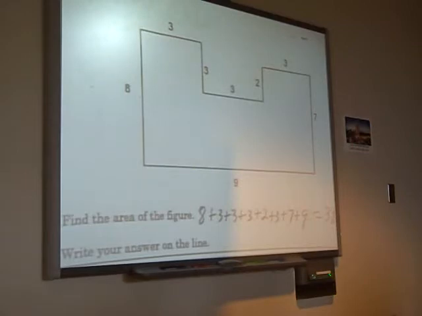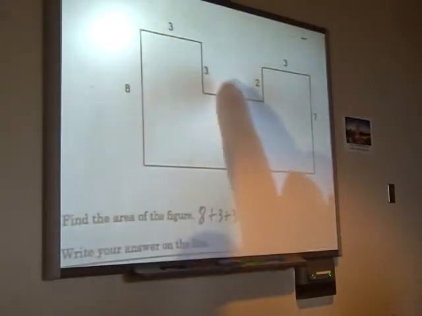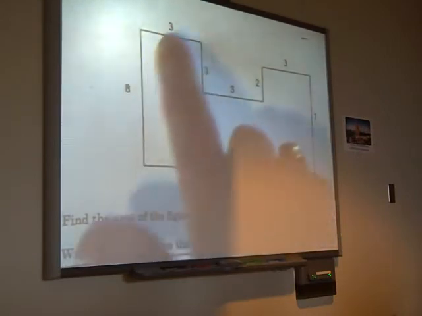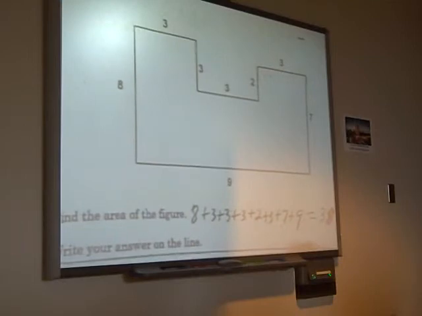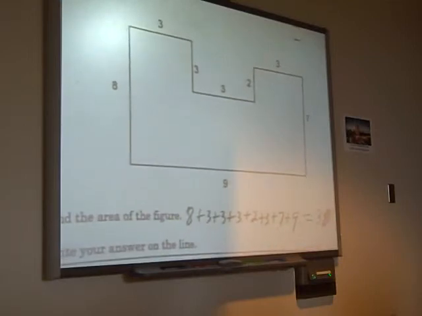This student, student A, took all of the numbers and added them up and got 38. That's incorrect. The correct answer is 60. What did they do wrong? They took the perimeter. They found the perimeter. Okay, so what could we do to fix this? What's one thing we could do to fix this?